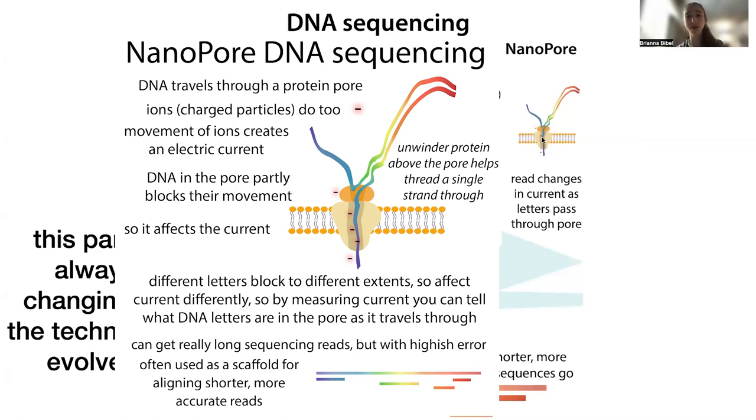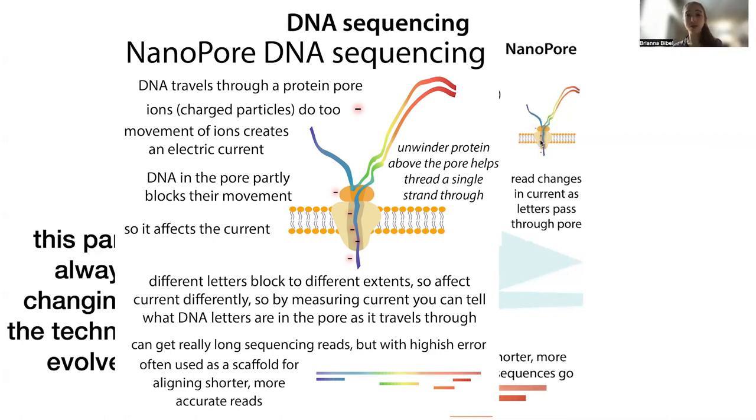When ions are moving, we call this electrical current. What letters are in the tunnel is going to dictate how much of the channel was blocked and alter the current. By measuring changes in the current, you can then tell which DNA letters were in that tunnel. So it reads the changes in current as the letters pass through the pore.